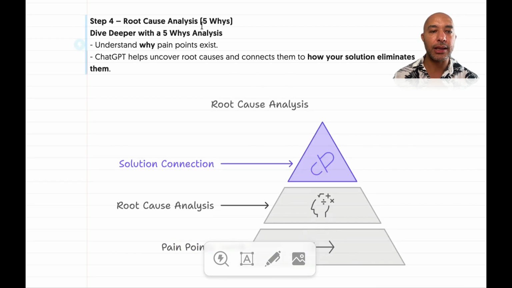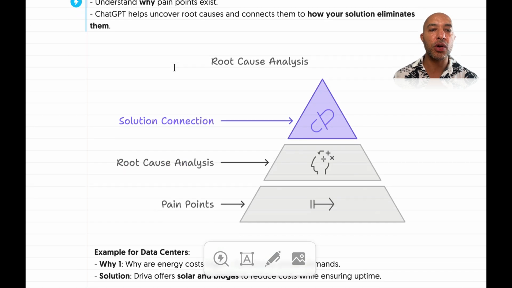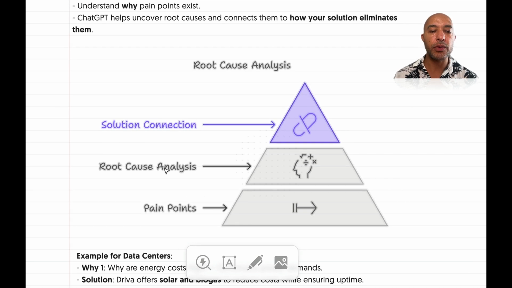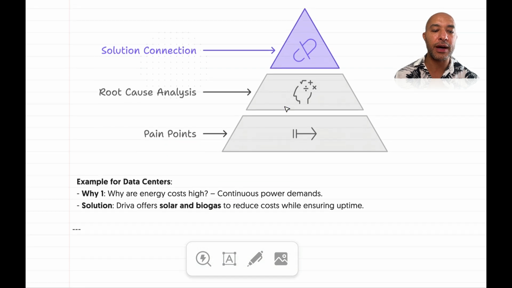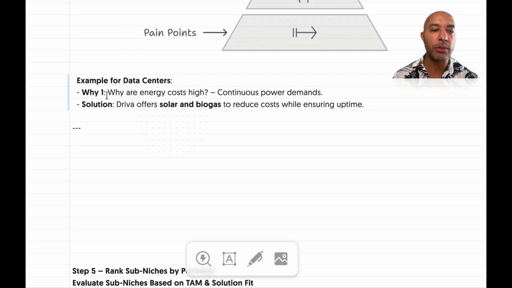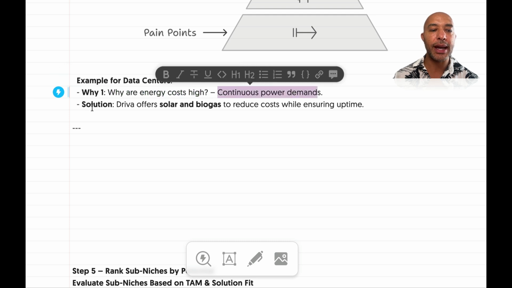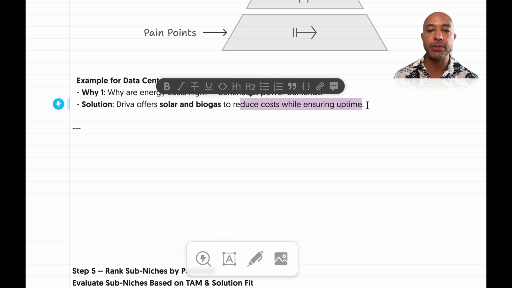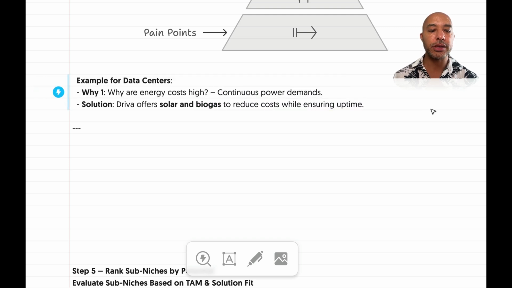So the root cause analysis, the 5 whys, basically is broken down as follows. You've got your pain points, and then you've got your root cause analysis, which leads to the solution connection. And that's really where it's going to click in your prospect's mind and make sense. And that's why we do the 5 whys analysis. So why number 1? Why are energy costs high? Because of continuous power demands. Solution: our solution offers solar and biogas to reduce costs while ensuring uptime. So now it's making a lot more sense.